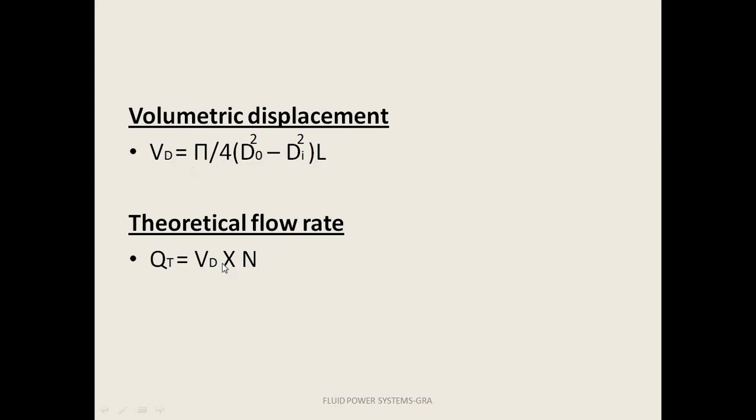And theoretical flow rate is given by Q T is equal to V D into N. Unit will be meter cube per second. This N, which is in RPM, you need to convert it into RPS so that you get the unit of the discharge as meter cube per second.